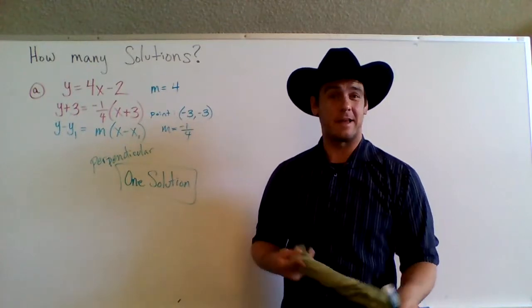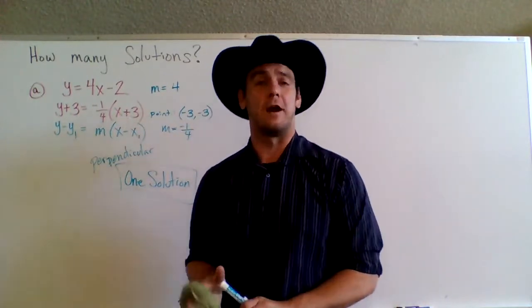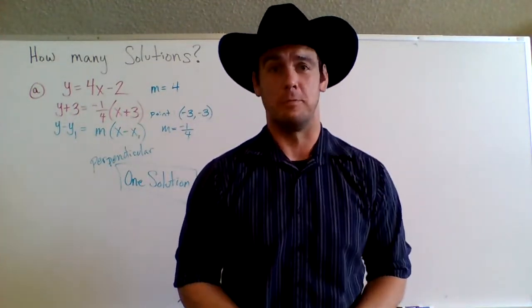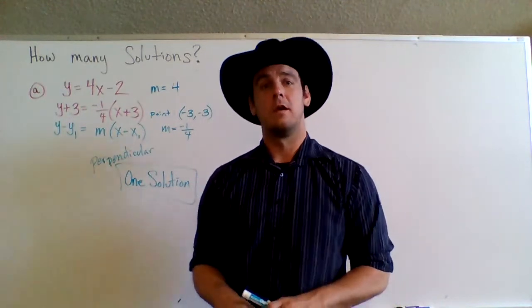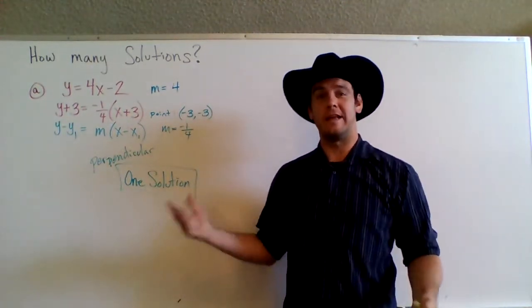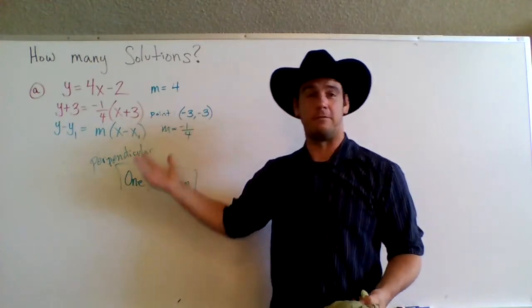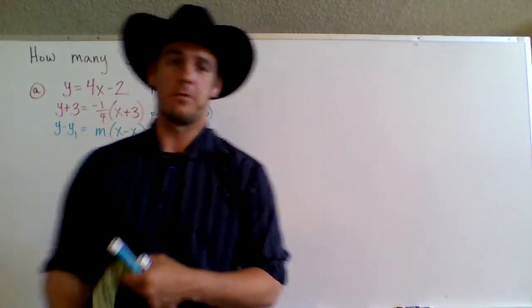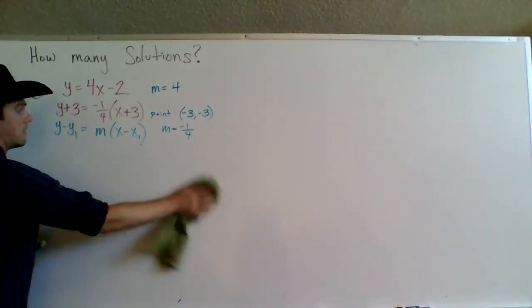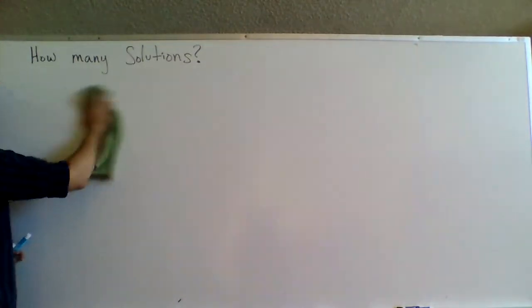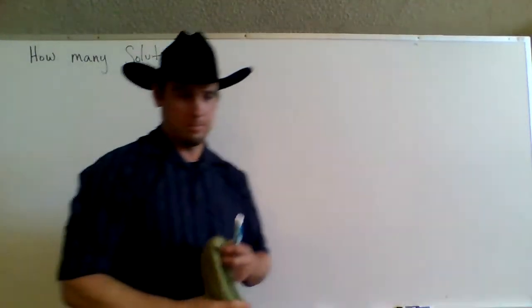If they have the same exact slope, you're going to have to do a little bit more work and figure out if it's going to be no solution or many solutions. However, if your slopes are anything else, you're always going to have one solution. That's really what you're trying to determine here. I'm going to give you guys a couple more problems, see if you can try some on your own.